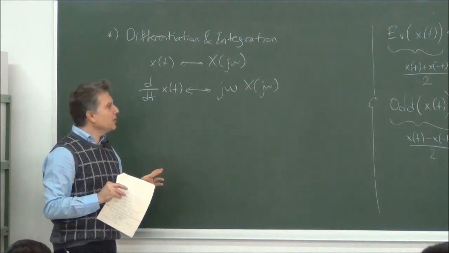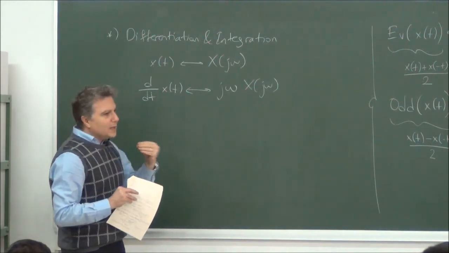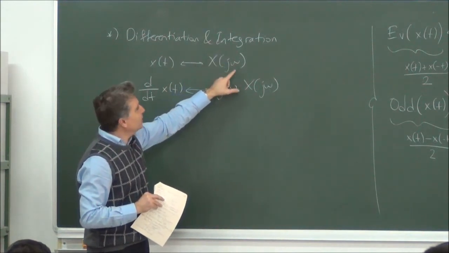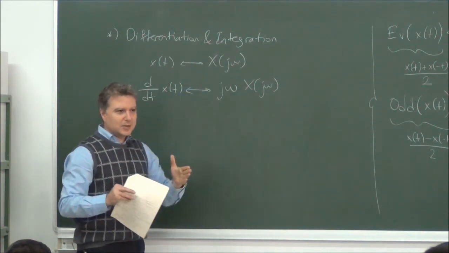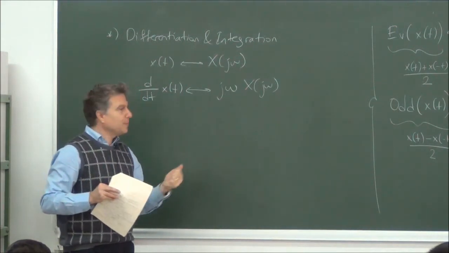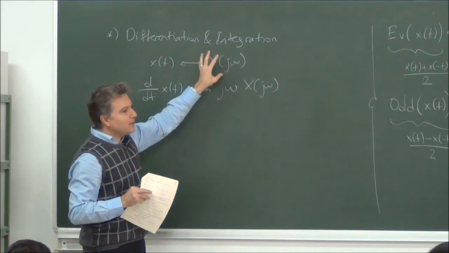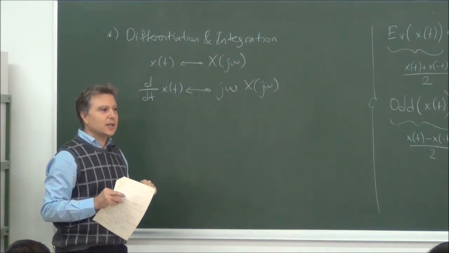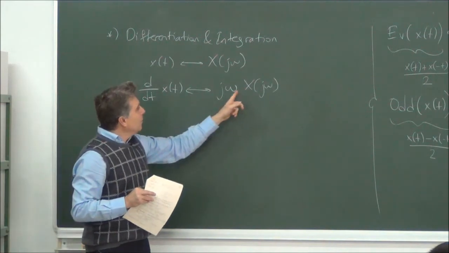The DC value will be 0. What is a DC value? A DC value is the Fourier transform at omega is equal to 0, because that is corresponding to 0 frequency, that is DC. When omega is equal to 0, whatever this value is, it shows you the DC value of your time signal. Now, what happens now?